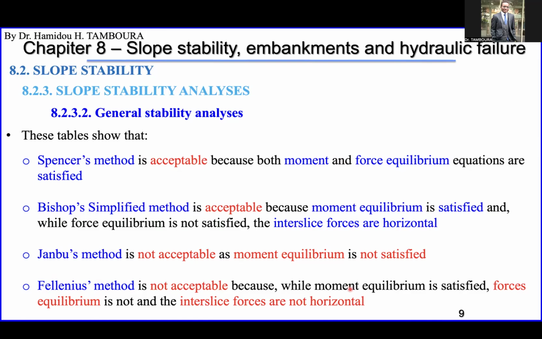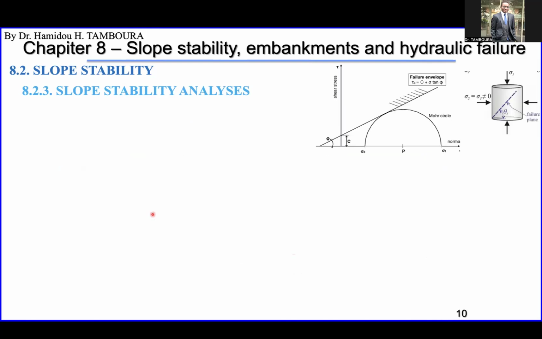So anyway, you understand now, we have two acceptable methods, this method and this method. This method is very famous. The Bishop method is very famous. Please, if you don't understand this method, go to my soil mechanics class. You will see what we are talking about here.